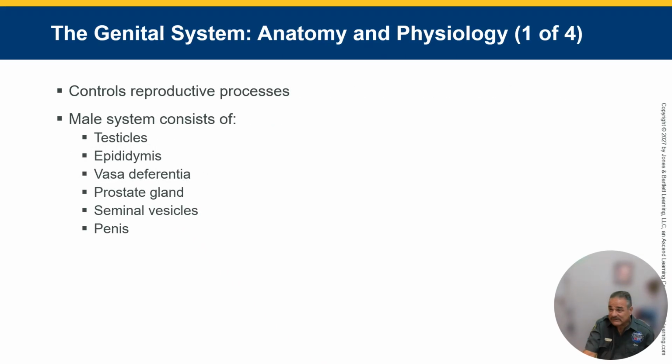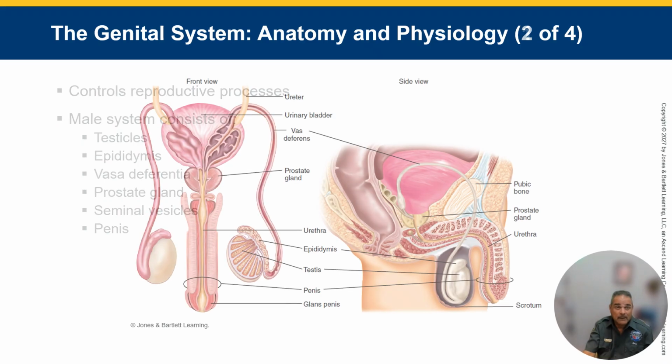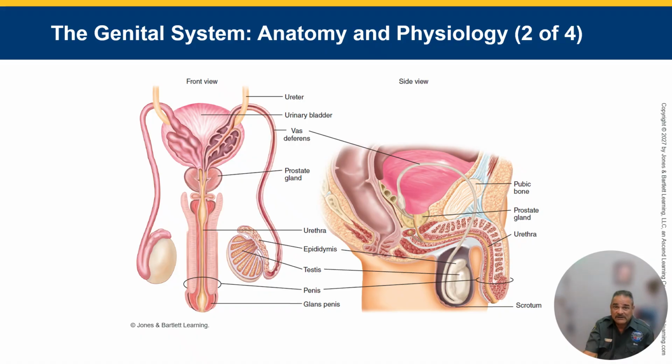All right, genital system, its primary purpose is for reproduction. The male reproductive system consists of the testicles, the epididymis, the vas deferens, prostate gland, the seminal vesicles, and also the penis. The testicles produce sex hormones and sperm cells, and the penis is also a part of the urinary system as well to get rid of our waste products. There we go, there's a diagram. This figure shows the organs of the male reproductive system.